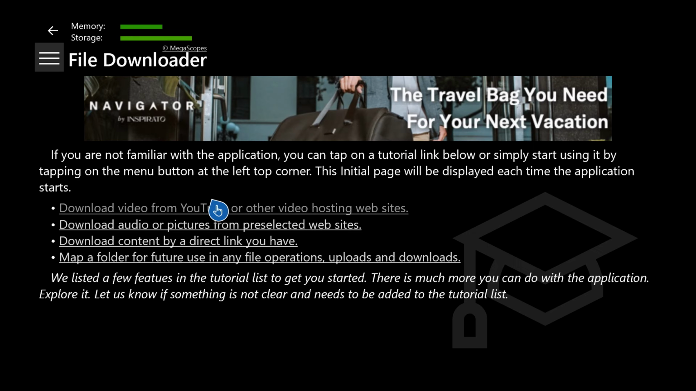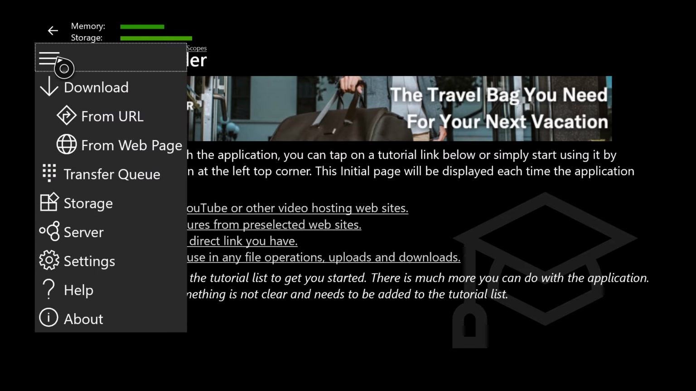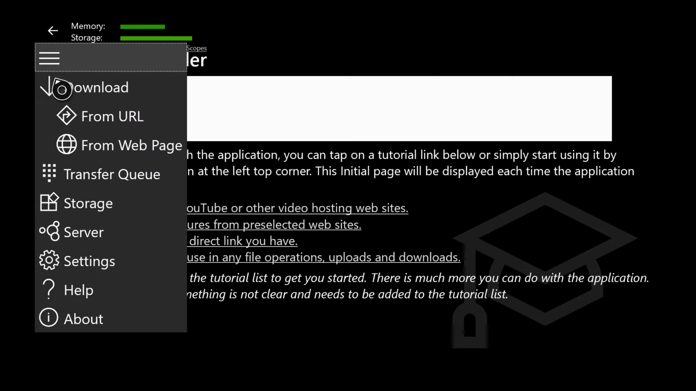Once your thing has loaded up, this is what your File Downloader is going to look like, the Megascopes File Downloader. Now what we're going to be doing is using that link that we copied a little bit ago. So go ahead and hit this button right here, the 3 little lines on the top left, and go to download.